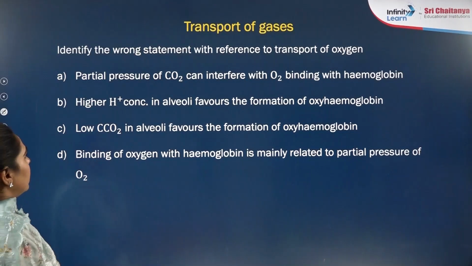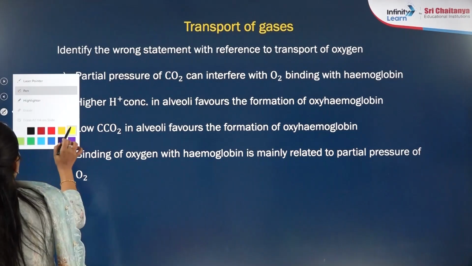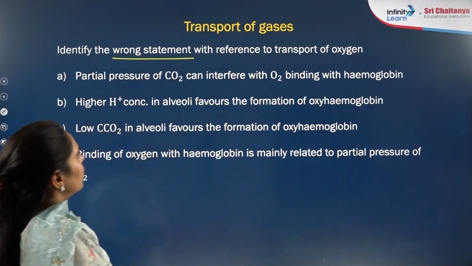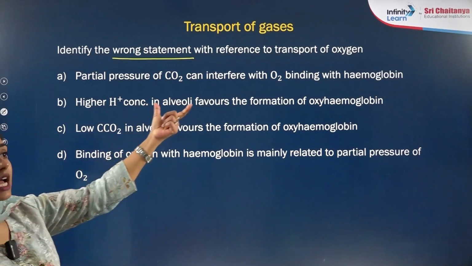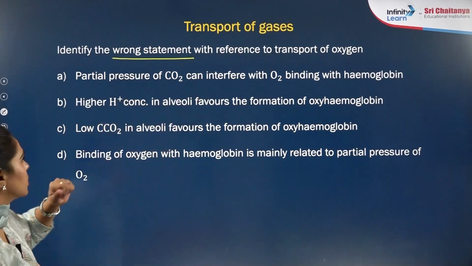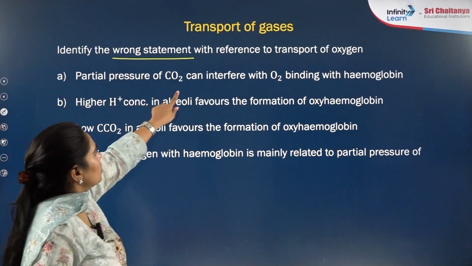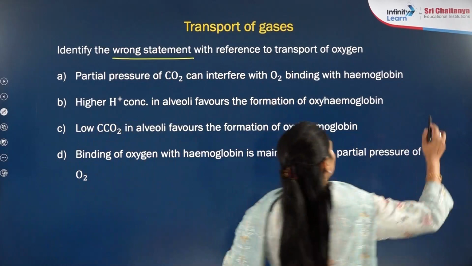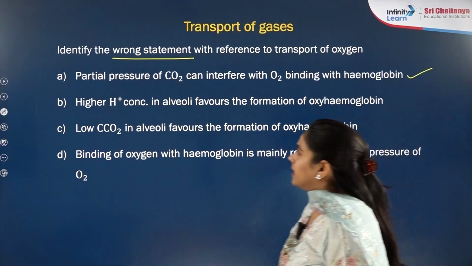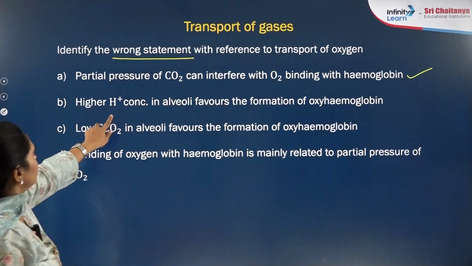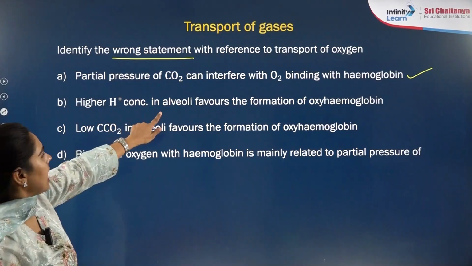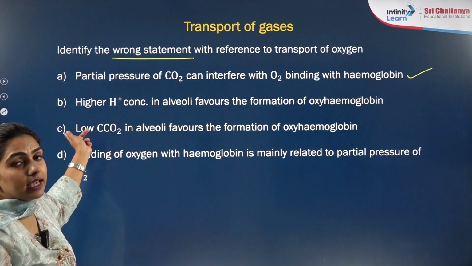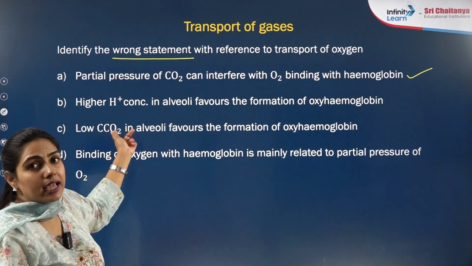So you have to identify the wrong statement. What is the wrong statement with reference to transport of oxygen? Just now we have seen the transport of oxygen. Partial pressure of CO2 can interfere with oxygen binding with hemoglobin. Absolutely correct, yes, it can interfere. Higher H plus ion concentration in alveoli. So you have seen in alveoli, H plus concentration is not high.